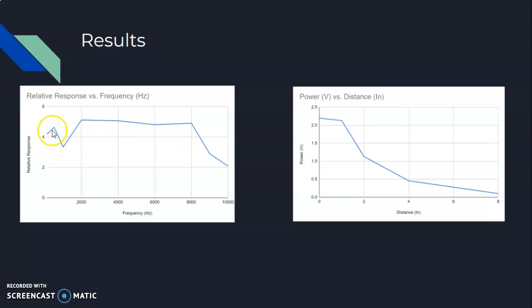But initially, as frequency increased and the microphone could actually pick up the signal better, then the transmitted power to the microphone also increased. But then at around the 8000 hertz mark, as the sound becomes too high pitched for the microphone to hear, it slowly starts to drop off over time.